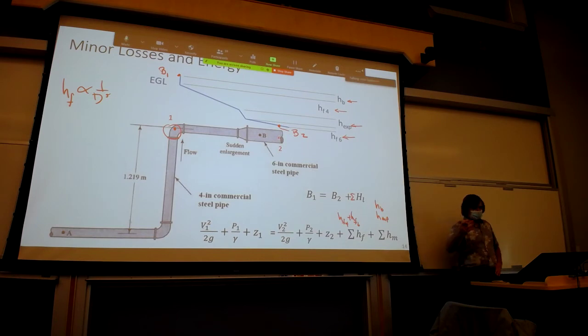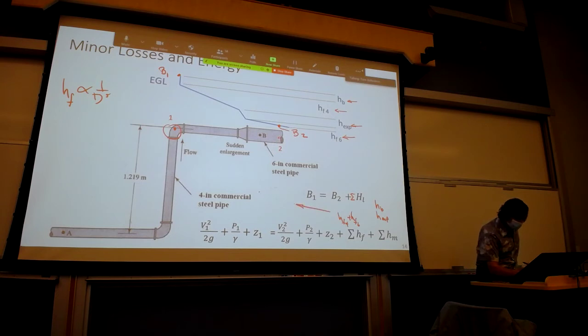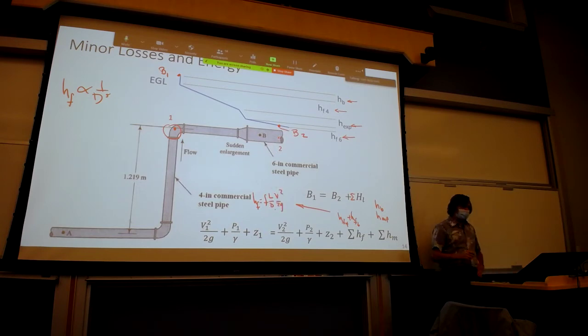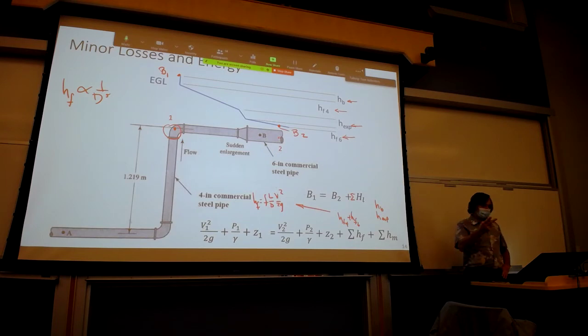So now we have to just see how we calculate the minor losses, because we know the friction losses are HF equals f L over D, V squared over 2g. So to find HF4 and HF6, this is that first class of problems. Calculate the friction loss knowing a bunch of other information. So you would need to calculate the relative roughness and the Reynolds number to get the friction factor, and then you know the pipe length of just the 4-inch pipe, between the bend and the sudden enlargement, and if you know the discharge, you know the velocity in the pipe.